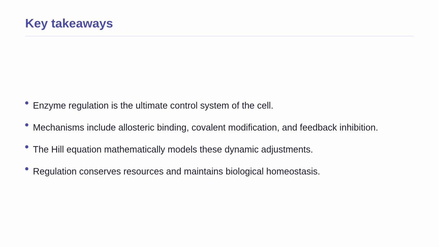We have covered a lot of ground today, so let us summarize the key takeaways. Enzyme regulation is the ultimate control system of the living cell, allowing it to dynamically adjust metabolic pathways in real time. Through mechanisms like allosteric binding, covalent modification, and feedback inhibition, cells ensure that resources are conserved and toxic buildups are avoided. We also saw how the Hill equation perfectly models these changes mathematically. Understanding these principles helps us appreciate the incredible self-regulating machinery that makes life possible.